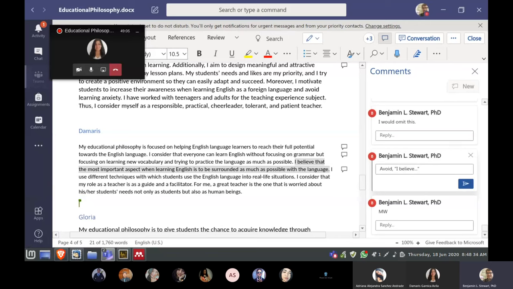If you can do that, you're going to have a stronger educational philosophy because you're showing, you're demonstrating through your words what is important to you. And also, we're assuming everything you mention in this very short, brief educational philosophy is important. There's nothing maybe more important than anything else. It's all important. So that's another reason for trying to avoid the word "important," trying to avoid the phrase "I believe." Even "I consider," right?